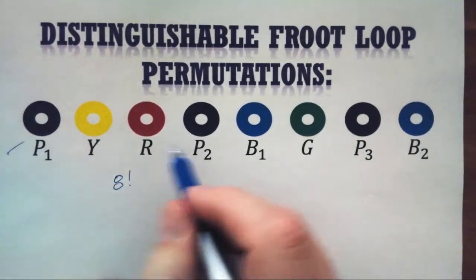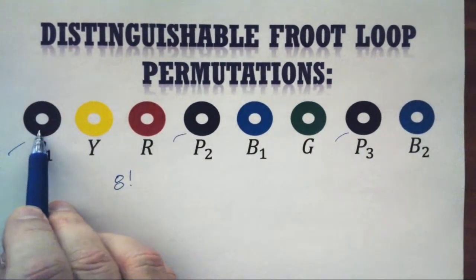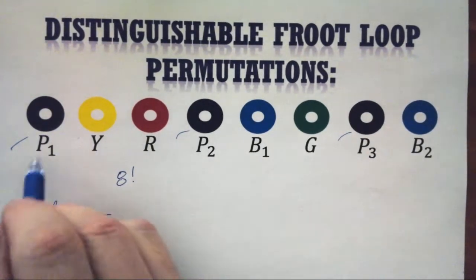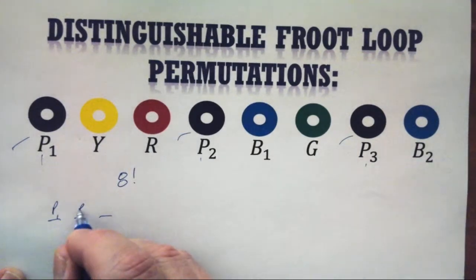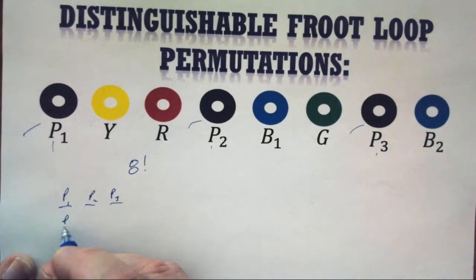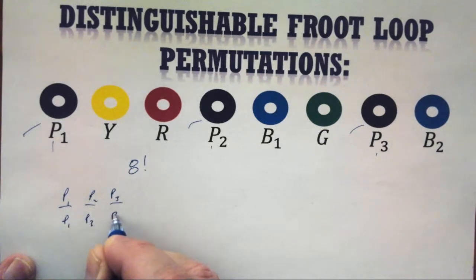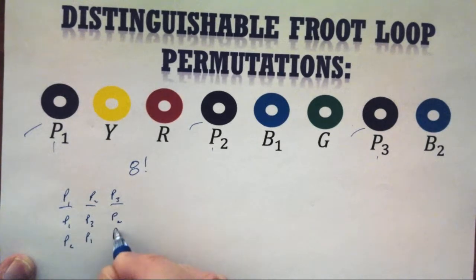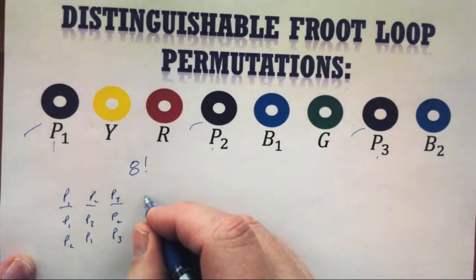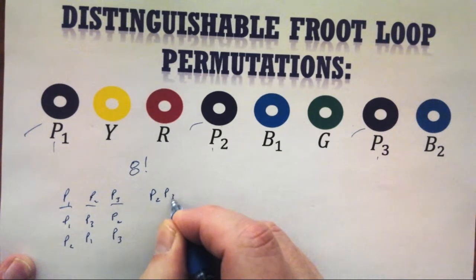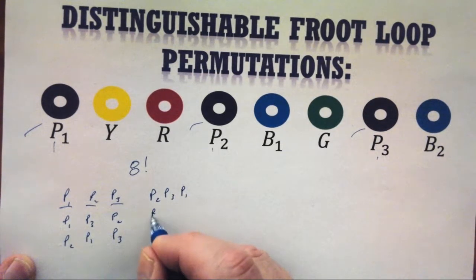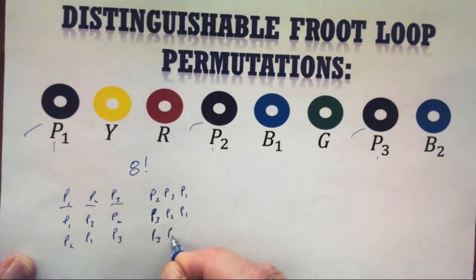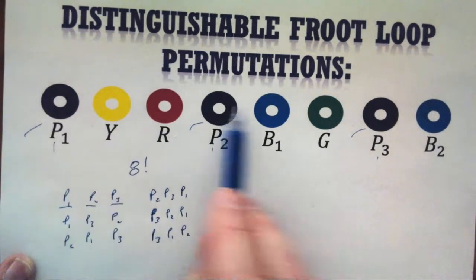However, if I just consider the purples, let's say those three positions, this position, this position, this position, I put P1, P2, P3. I could also put P1, P3, P2, just switch these two. Or I could go P2, P1, P3. Or I could go P2, P3, P1, or P3, P2, P1, or P3, P1, P2. I think there's 6 different ways I could reorder those.